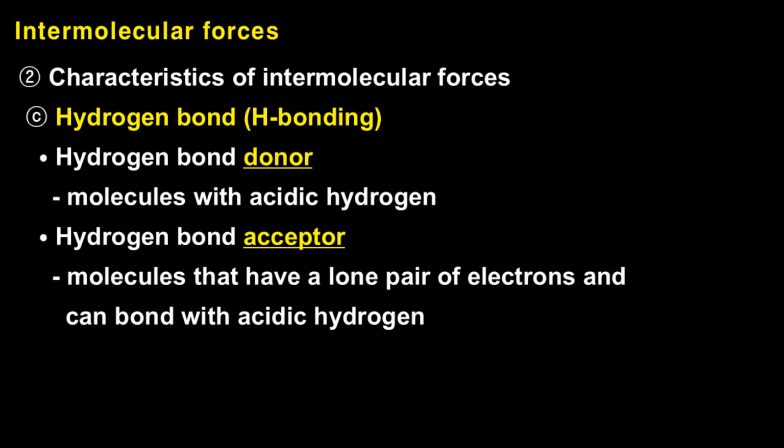On the other side, the acceptor is a molecule that has a lone pair of electrons that can interact with that acidic hydrogen. Oxygen, nitrogen, and fluorine are common hydrogen bond acceptors because their lone pairs are positioned just right to form strong hydrogen bonds. So for a good hydrogen bond to form, you need a highly polarized hydrogen from a donor and a lone pair on an electronegative atom from an acceptor.